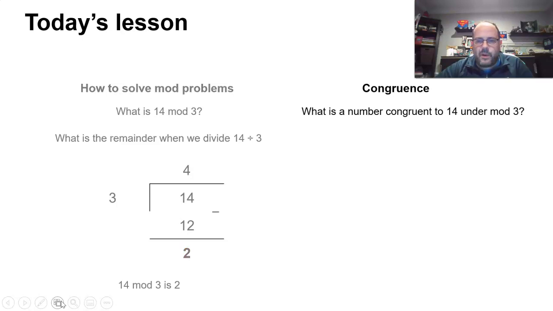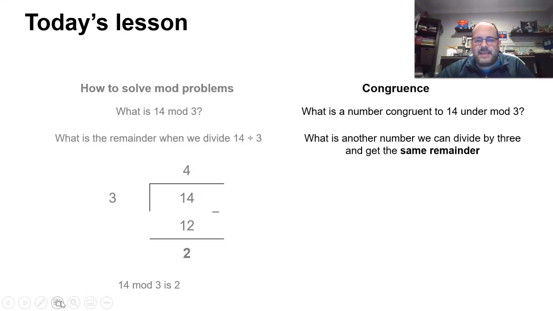Let's push a little bit more. When we're dealing with congruence, what we're asking is, what is a number congruent to 14 under mod 3? Really what I'm asking is, can you find another number that when you divide it by 3, you get the same remainder? So think about that for a second. I'm looking for another number that if I divide it by 3, I'm going to get 2 as my remainder.